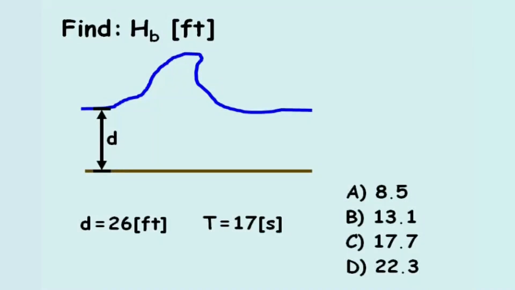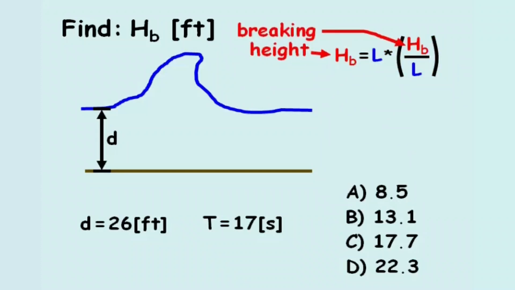Find the breaking height of the wave, hb, in feet. In this problem, we are provided the water depth at the breaking location, d. We are also provided the period of the wave, T. To find the breaking height, hb, we'll multiply the wavelength, L, by the quotient hb over L, where hb represents the breaking height of the wave and L represents the wavelength.